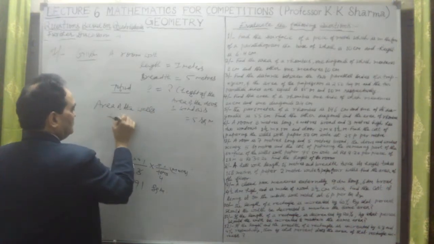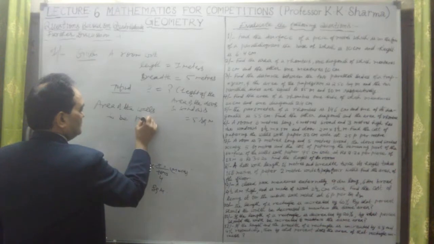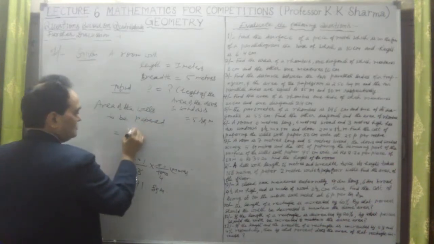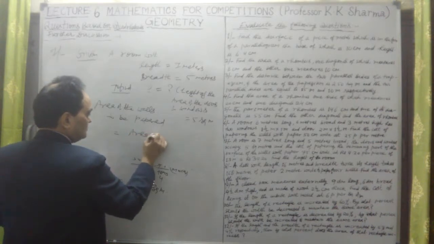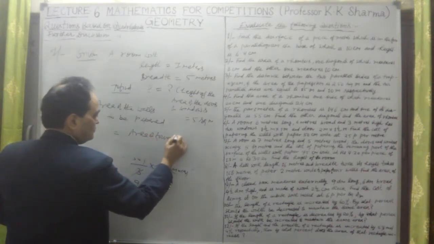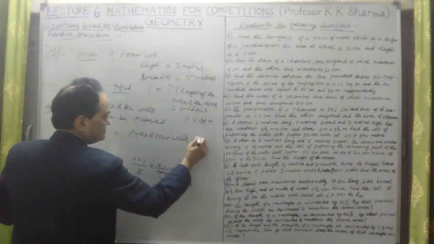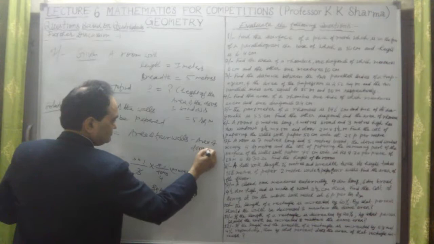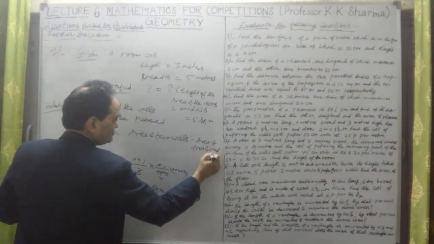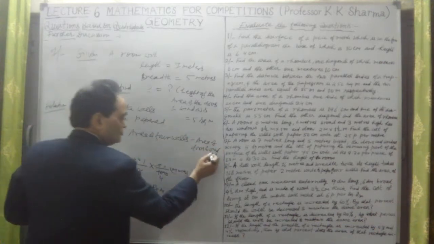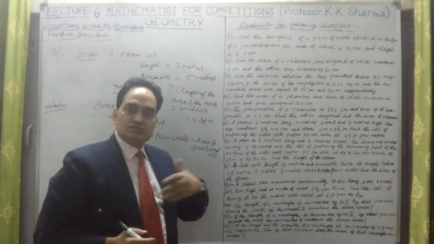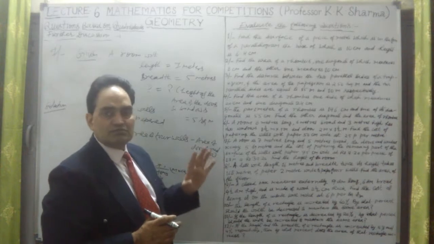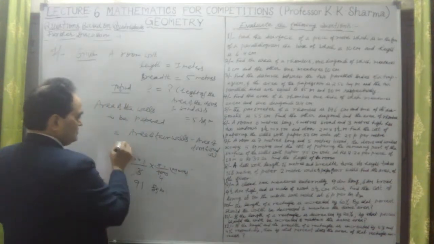So the area of the walls to be papered is equal to the area of 4 walls minus the area of doors and windows. This is because the area of windows and doors is to be subtracted. That is not to be papered. The remaining area of the walls will be papered. This is by this formula.